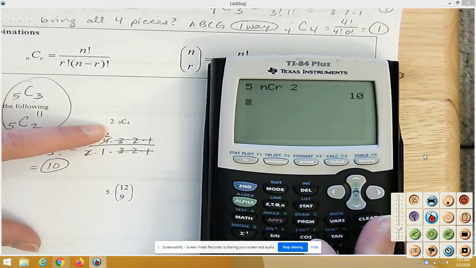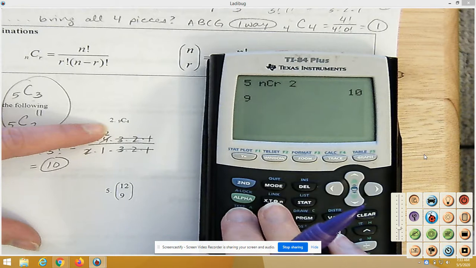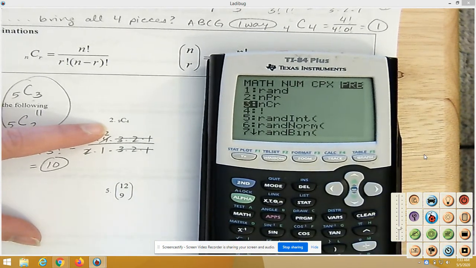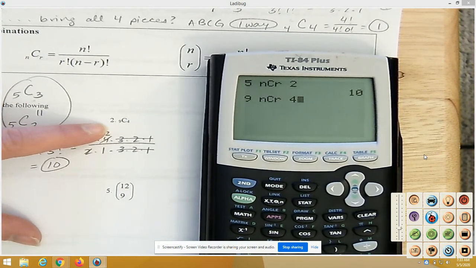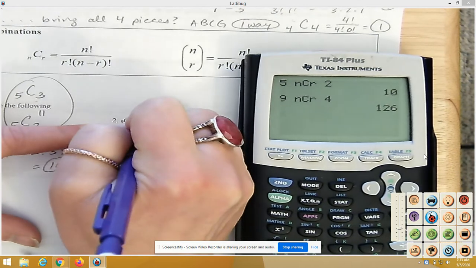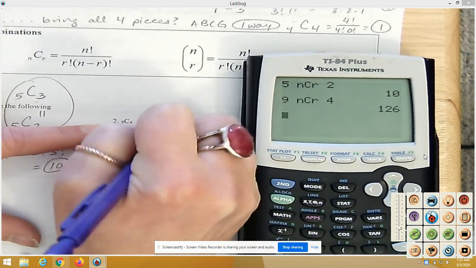9C4, so 9 choose 4. So I'm going to have 9, math, probability. I'm going to go down to number 3, nCr. I'm going to hit enter. I'm going to type in 4, and I get 126. So the math would have been a little bit harder to calculate on that one.